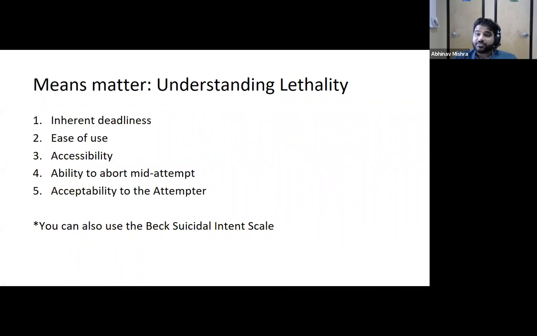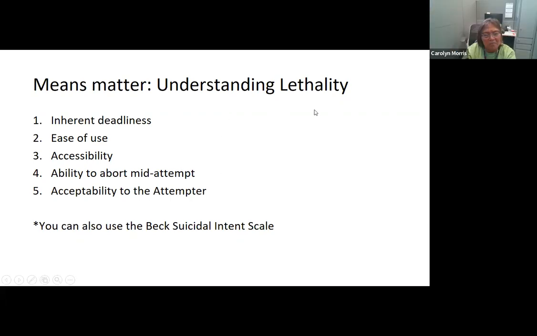As part of your risk stratification tool or part of your documentation. But realistically, the problem with guns is that they're very deadly. They're very easy to use. They're very accessible for the majority of the population, especially for our veterans. And there is no ability to abort mid-attempt. In this case, his gun jammed, but that's not always the case with weapons, right?